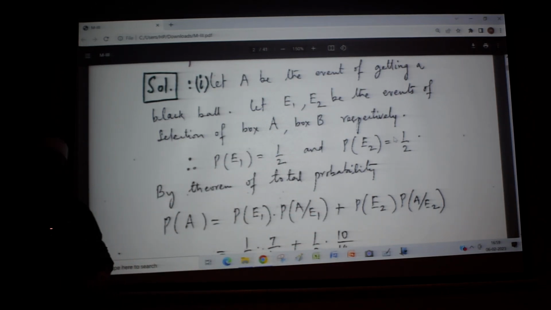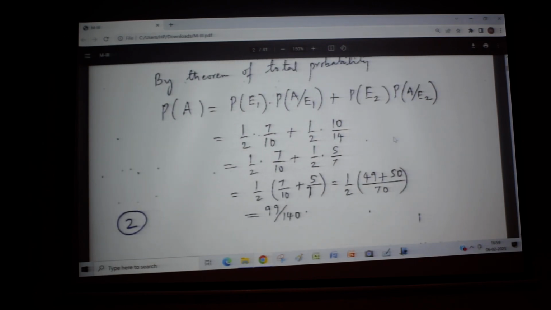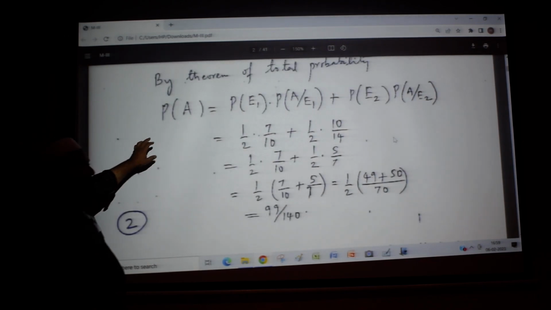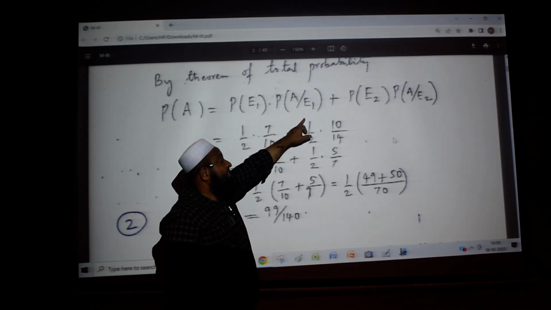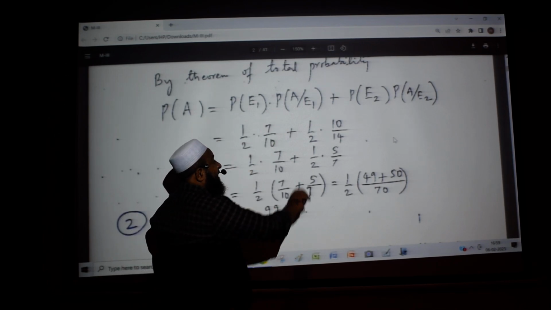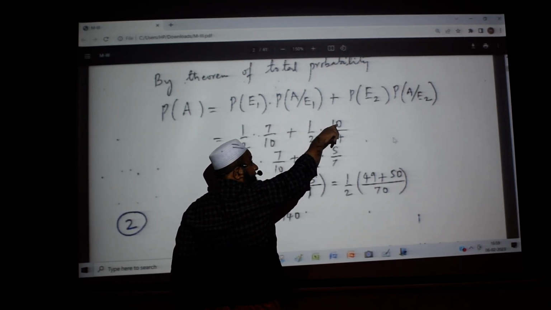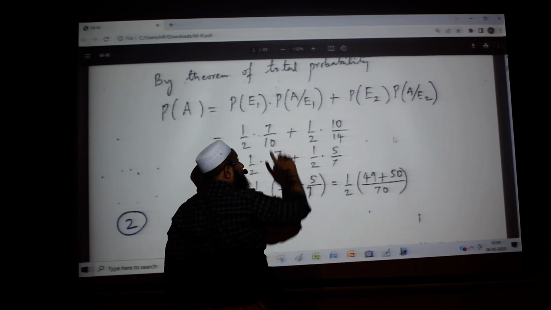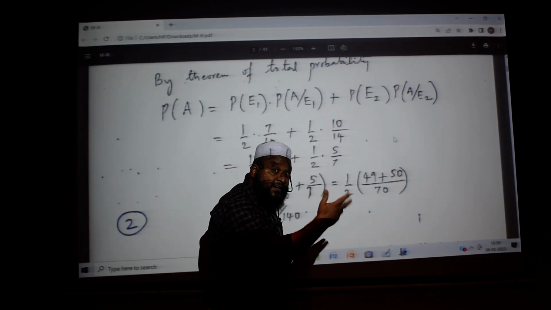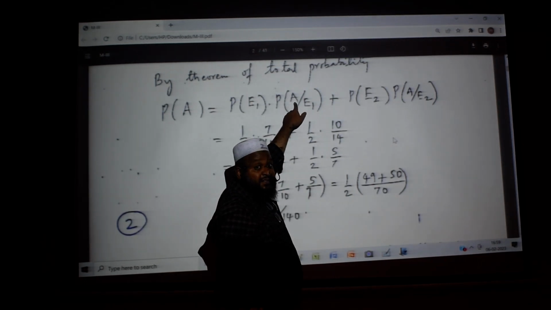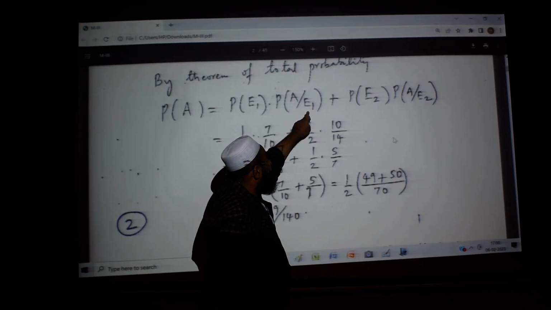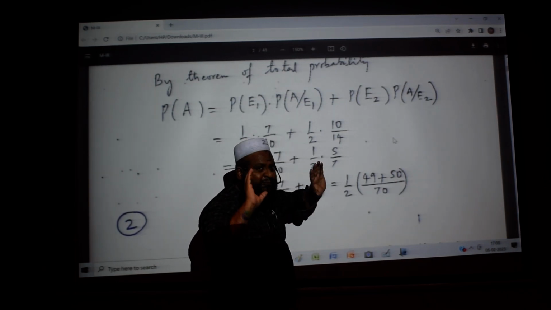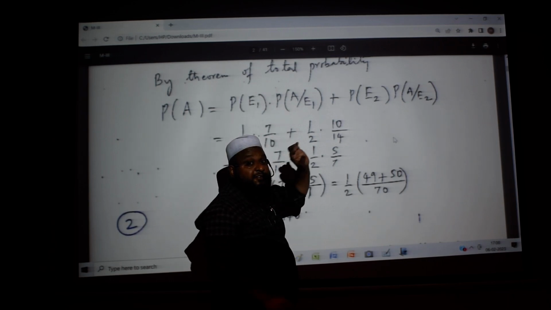So by theorem of total probability, P of A is P of E1 into P of A by E1. What is the meaning of A by E1? Event E1 has taken place. What is the probability that A takes place? We may get a black ball, we may get a red ball, but the probability of getting a black ball is needed. So E1 gets cancelled, P of A comes like that. This is one part of P of A.